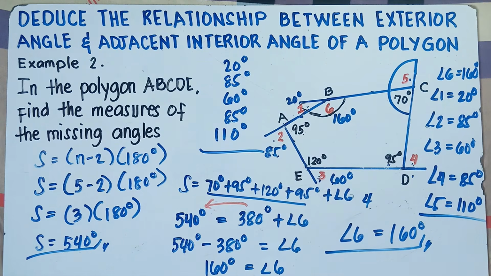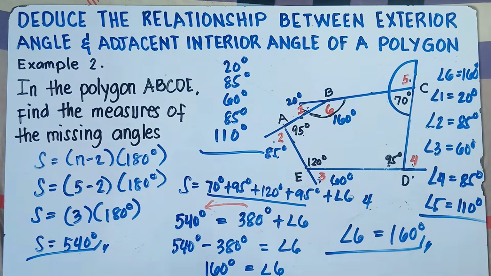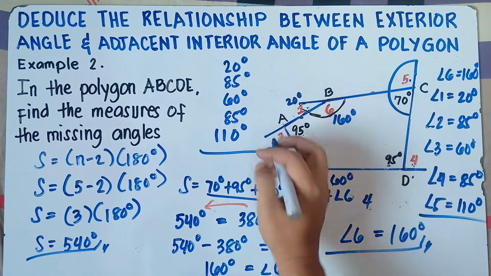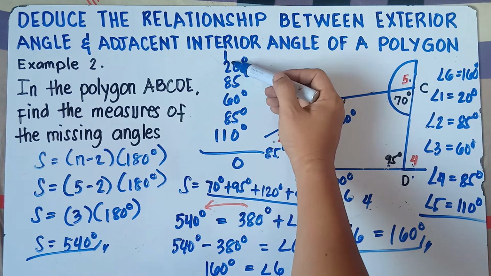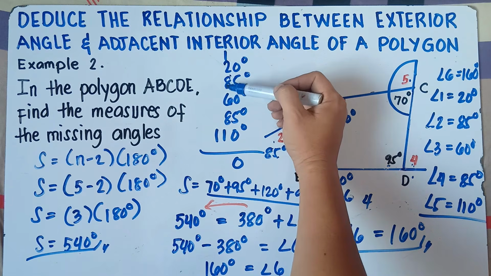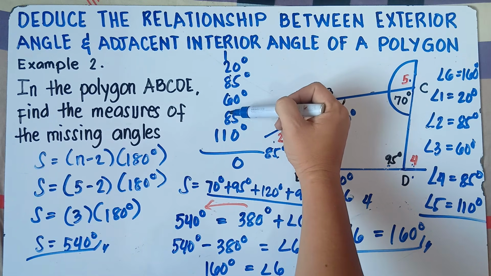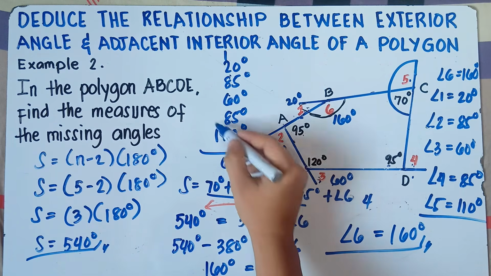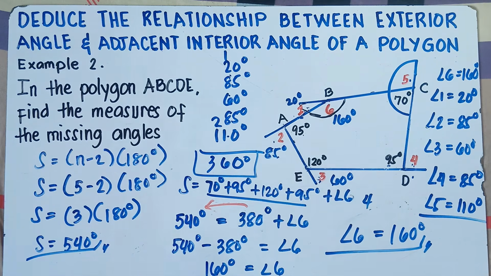So let's check if we get 360 degrees for the sum of the exterior angles. It's always 360. So we have 5 plus 5 is 10. 0 carry 1. 1 plus 2 is 3, plus 8 is 11, plus 6 is 17, plus 8 is 25, plus 1 is 26. 6 carry 2. 2 plus 1 is 3. 360 degrees. All set, class. Therefore, your answers are correct.